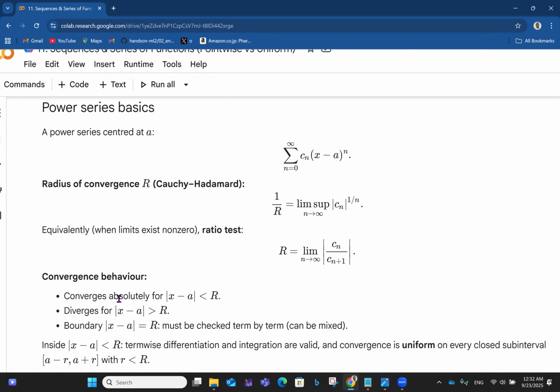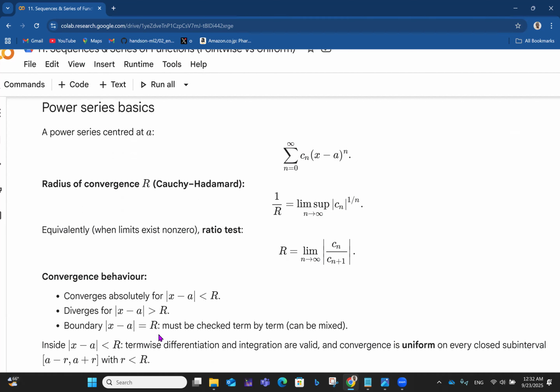So we say the power series converges absolutely for the absolute value of x minus a less than R. So x minus the center, absolute value. If that is less than R, we say we have absolute convergence. Then of course we have divergence if the sign is changed, that is, the absolute value of x minus a is greater than the radius of convergence. Then we can have a boundary if the absolute value of x minus a is equal to the radius of convergence, and that must be checked term by term. In that case, we really want to be sure that it doesn't fail at any point.